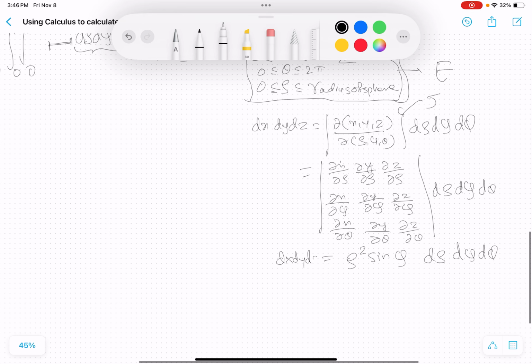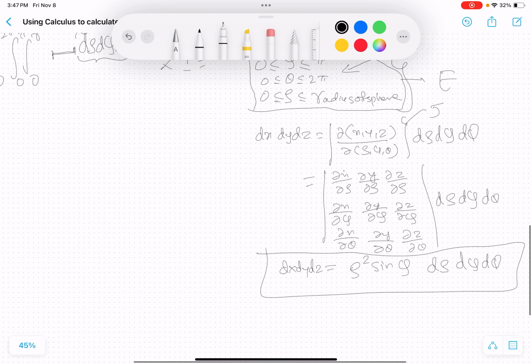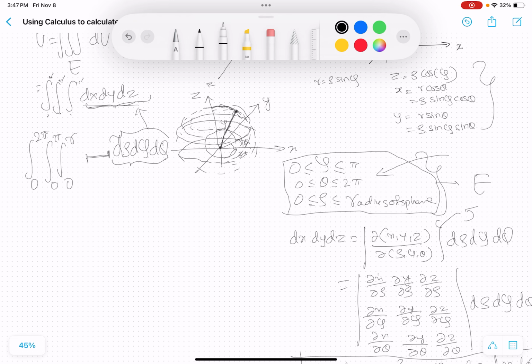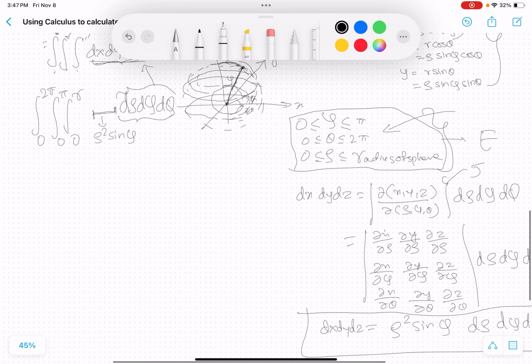Okay, now we know the scaling element, right, which is rho square sine phi. Now we just need to integrate. So from 0 to 2 pi, 0 to pi, 0 to r of rho square sine phi d rho d phi d theta. Now we know that if the function is a product of functions of different independent variables, we can basically write them separately.